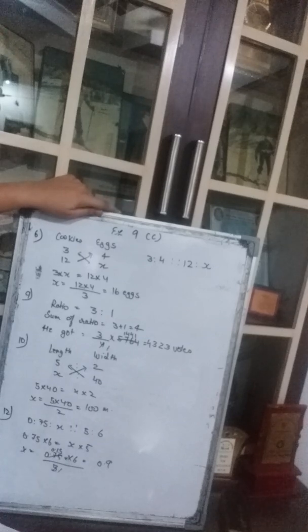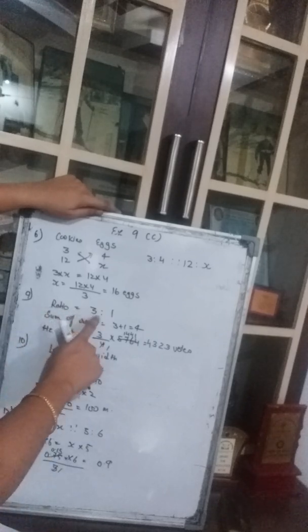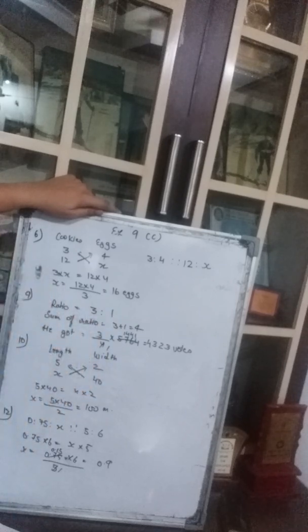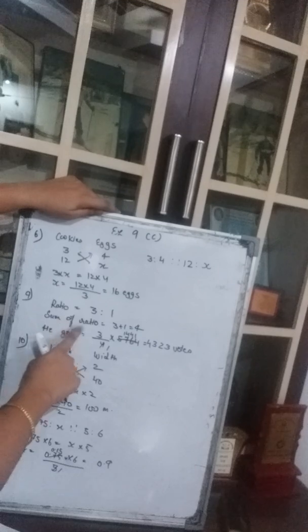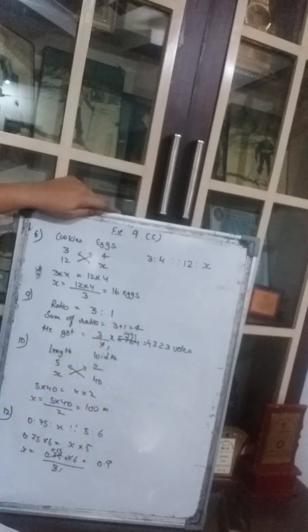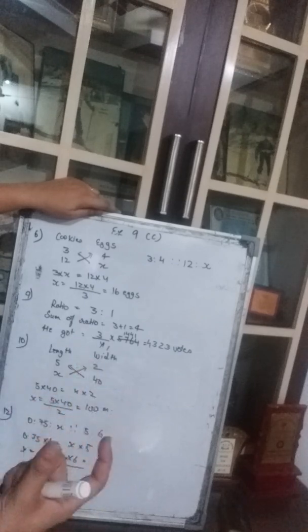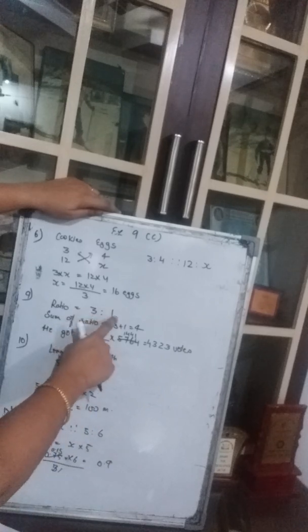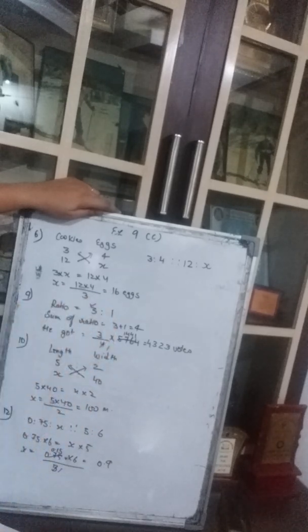Ninth question says that the Sarpanch of a village was elected by a vote of 3-1. That means the ratio is 3:1. This was the ratio of the votes. So, let's find out the sum of the ratio. Sum of the ratio is equal to 3 plus 1 is equal to 4. Now, how many votes did he get if a total of 5764 votes were cast?